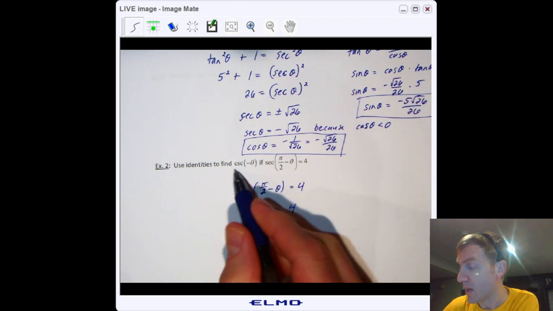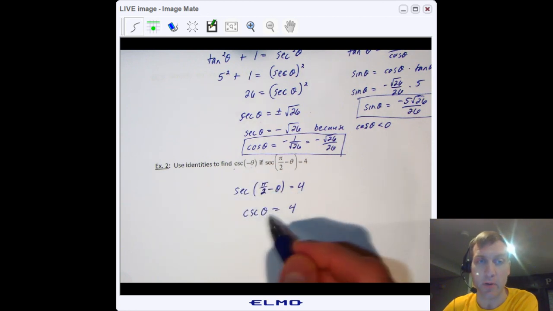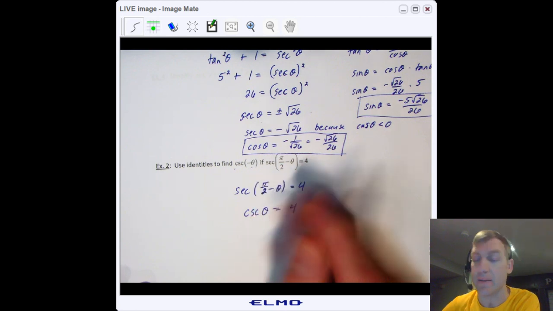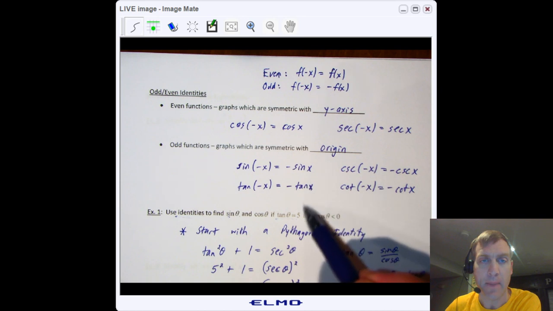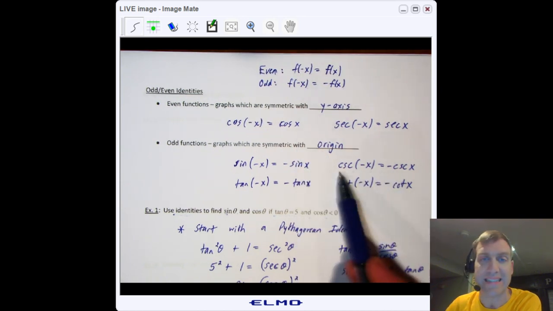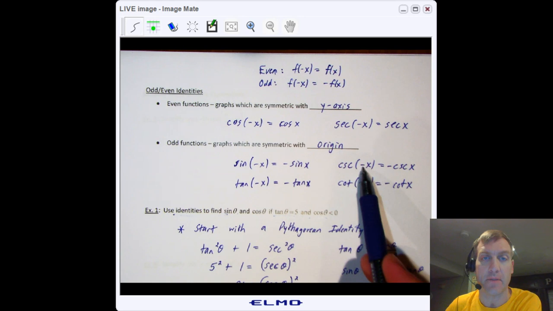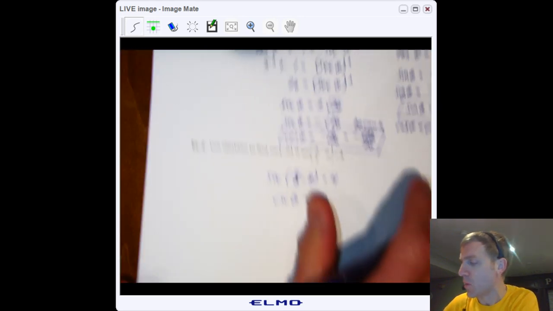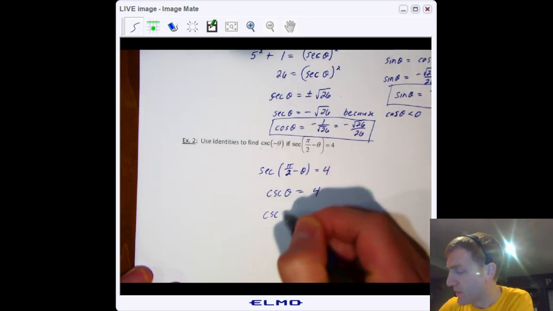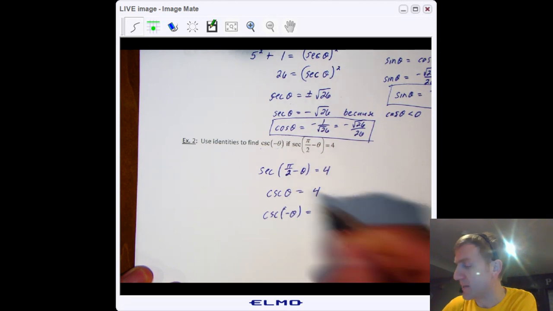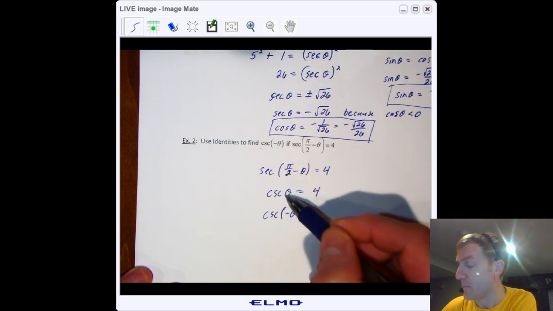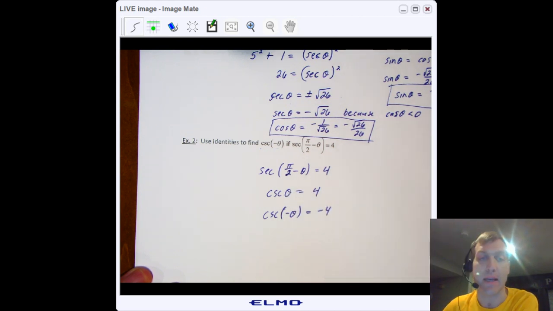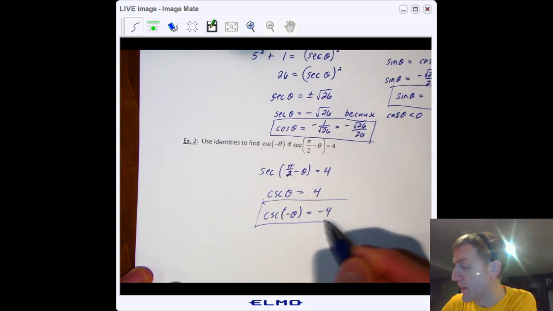All right, well, I'm almost there. I want to know cosecant negative theta. I have cosecant of theta. Well, anytime you see a negative theta, or negative x, you think of the odd and even identities. And I'm using cosecant. Cosecant is odd. The odd function means if the input is negative, the output becomes negative. So what does that mean here? I know cosecant theta, I want to find cosecant negative theta. Since this is odd, if the input changes sign, then the answer changes sign. So cosecant negative theta is negative 4. All right, and I'm done. That was my answer.